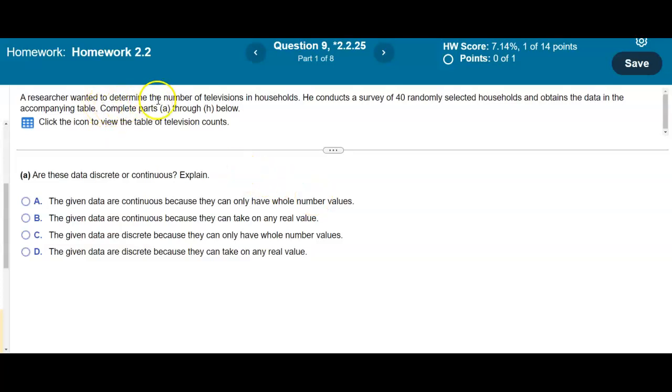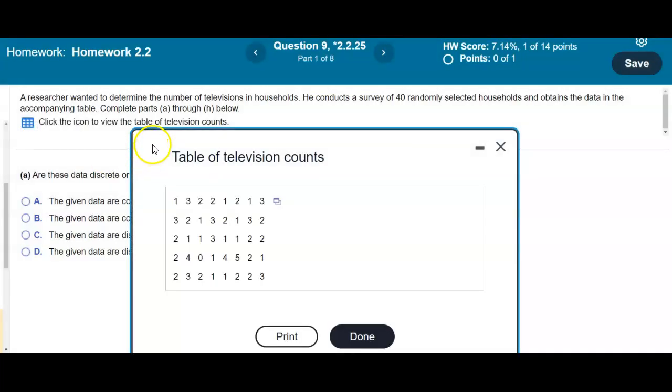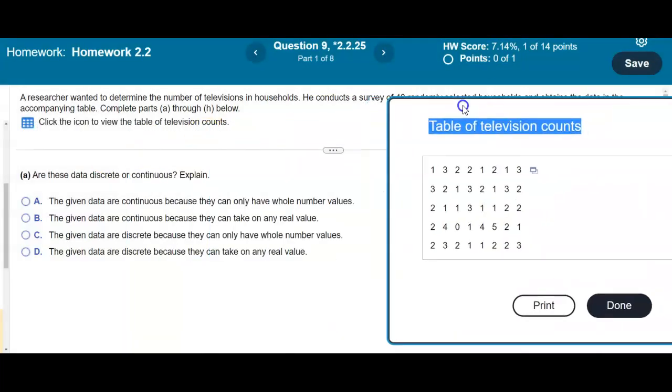A researcher wanted to determine the number of televisions in households. He conducts a survey of 40 randomly selected households and obtains the data in the accompanying table. Complete parts A through H below. Okay, so let's click on the data to see what the data looks like. So there is our data.